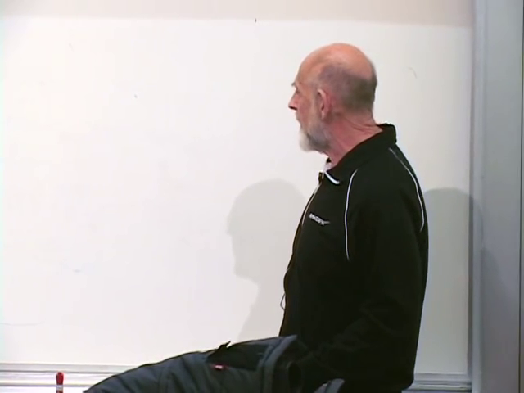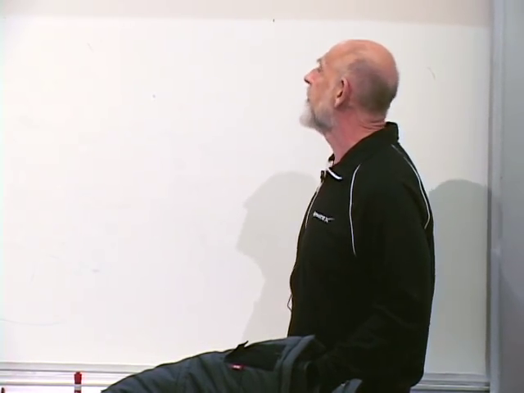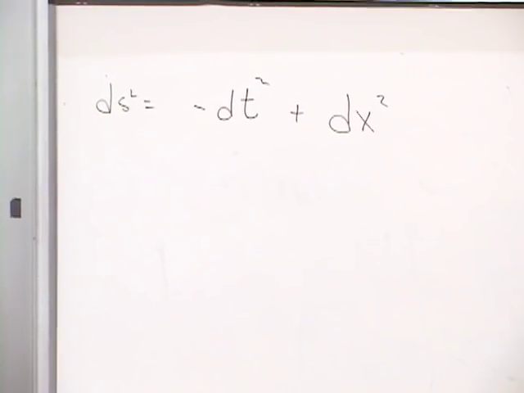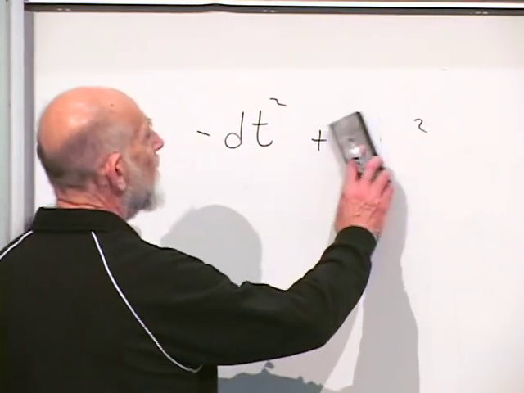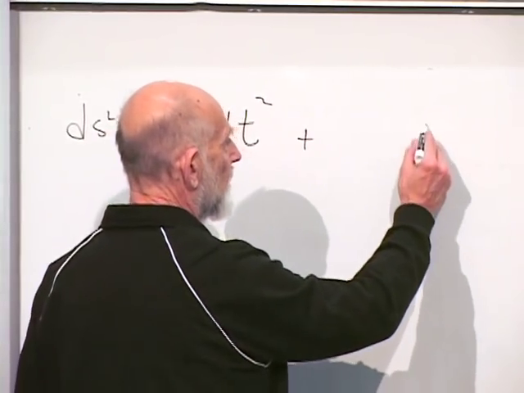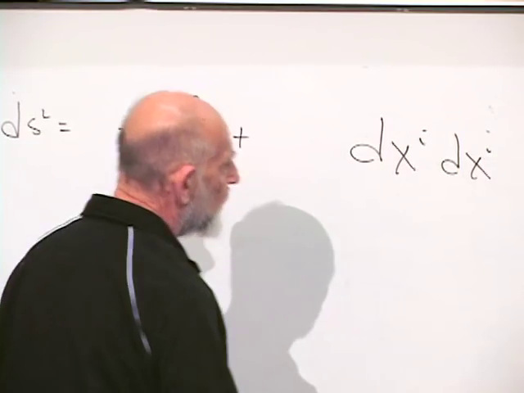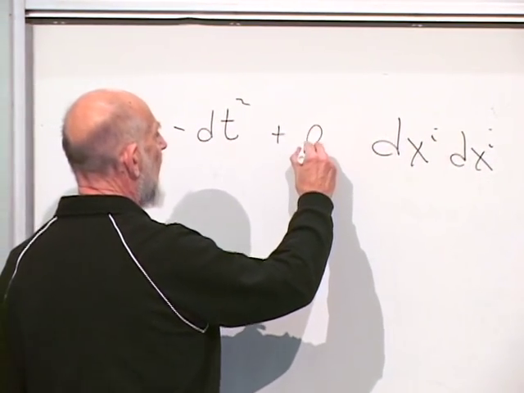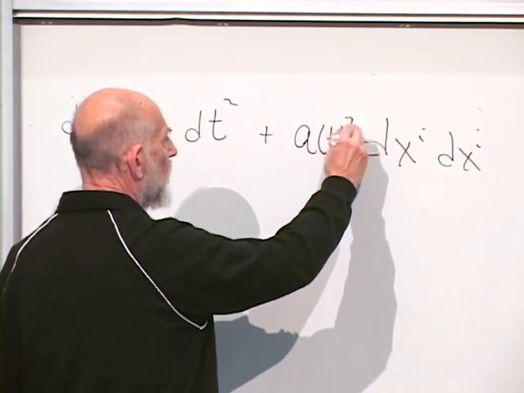If you wanted to put the speed of light in, you would put c squared dt squared plus dx squared. But I'm not going to put in the speed of light. This would be the thing you would normally put in. But if space were expanding, you would multiply the space component of the metric, let's call it dxi dxi, which stands for dx squared plus dy squared plus dz squared, by what's called a scale factor, a of t squared.